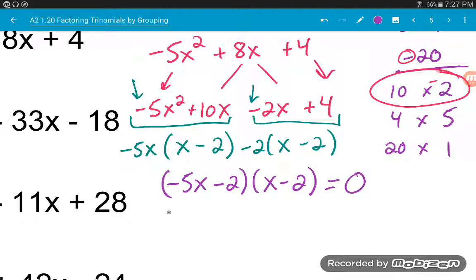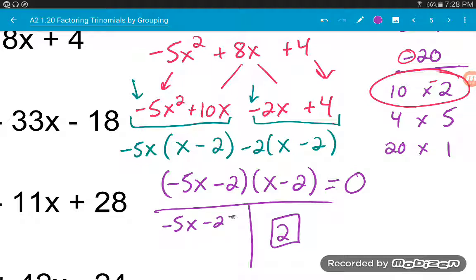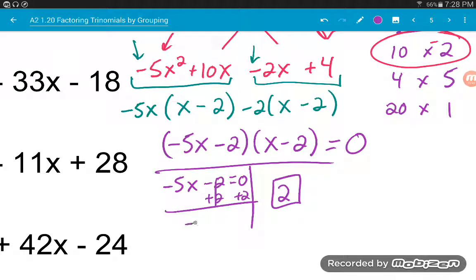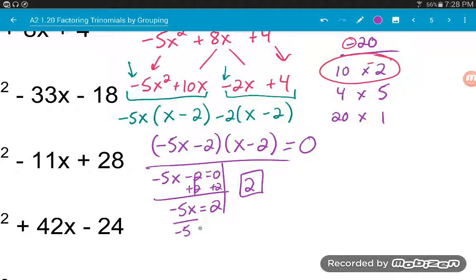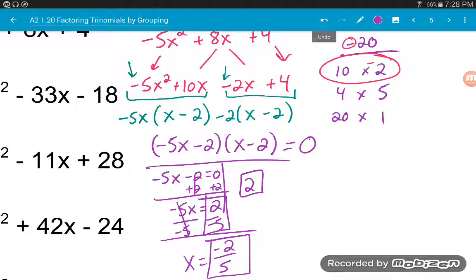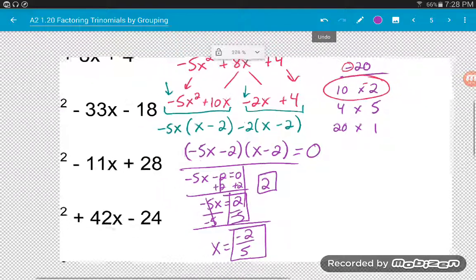To solve for the roots, I set it equal to 0, a t-chart. On the right side, the answer is just 2. And on the left, I'm going to actually solve for it. Negative 5x minus 2 equals 0, plus 2 on both sides. I get negative 5x is equal to 2. And I'm going to divide both sides by negative 5. Leaving me with my second root that x is equal to, you can put the negative on top or bottom. I like to put it on top, so negative 2 over 5. You could write it like this with the negative on bottom. It's the same thing. It's really up to you, personal preference.